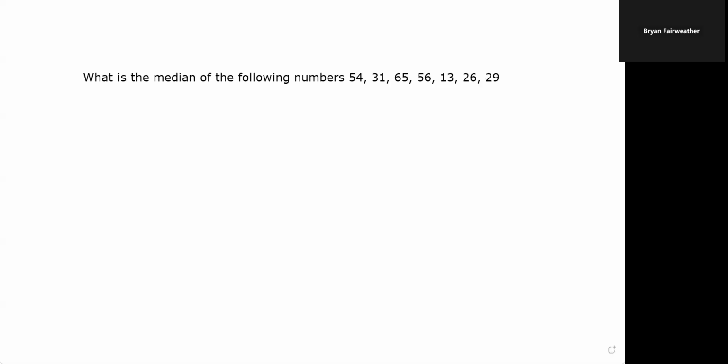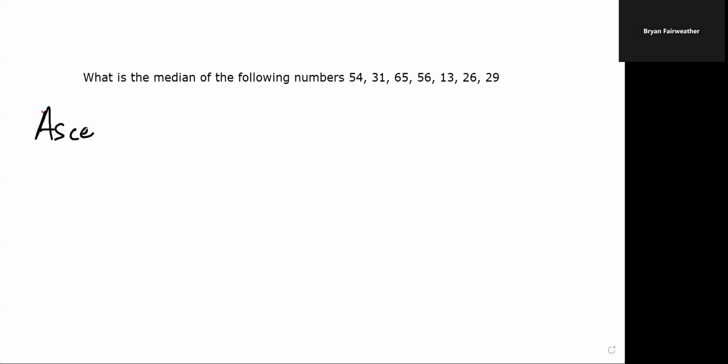So, sir, it says, what is the median of the following numbers? So the numbers are 54, 31, 65, 56, 13, 26, and 29. So, sir, first thing that we're going to do is put it in ascending order.